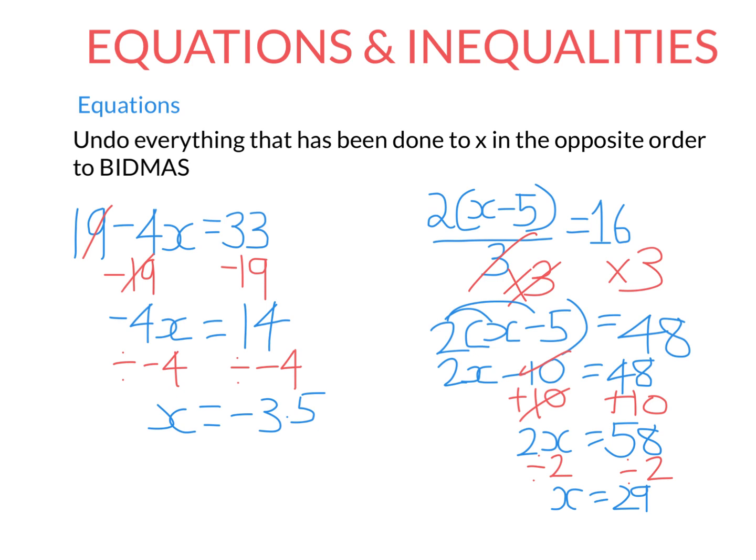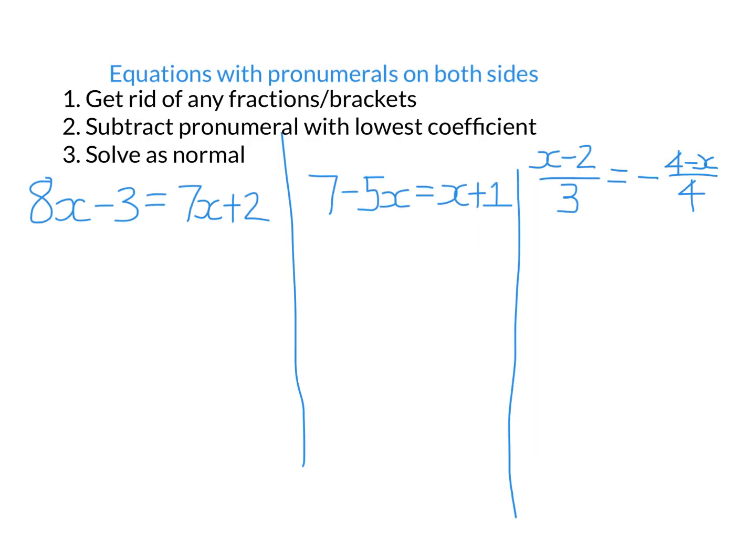All right, let's now look at some equations where the pronumeral is on both sides of the equal sign. So in order to solve such equations, we just need to do a couple of extra steps. You need to get rid of any fractions or brackets first, then you subtract the pronumeral with the lowest coefficient. We do this because each of these equations has x, or the pronumeral, in more than one spot. We really only know how to solve equations where x is in one spot. So after you've done these two steps, you can just solve as normal.